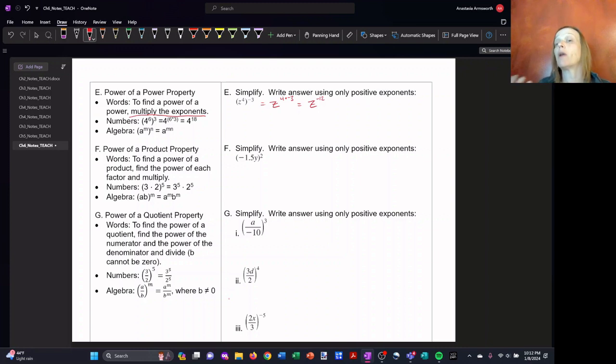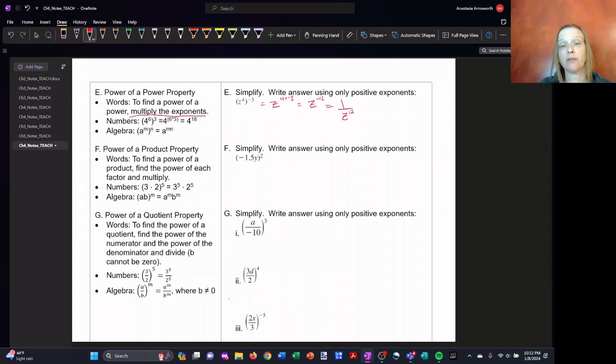Here, what I've written is mathematically correct, but I haven't finished, because I'm supposed to give my answer using only positive exponents. So just as we did with the last example, we are going to flip the fraction, 1 over z, and now instead of the exponent being negative 12, the exponent becomes positive 12. So 1 over z to the 12th power is the final answer here.